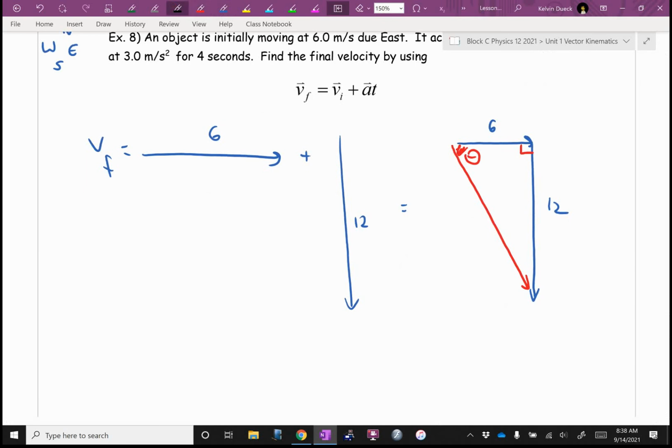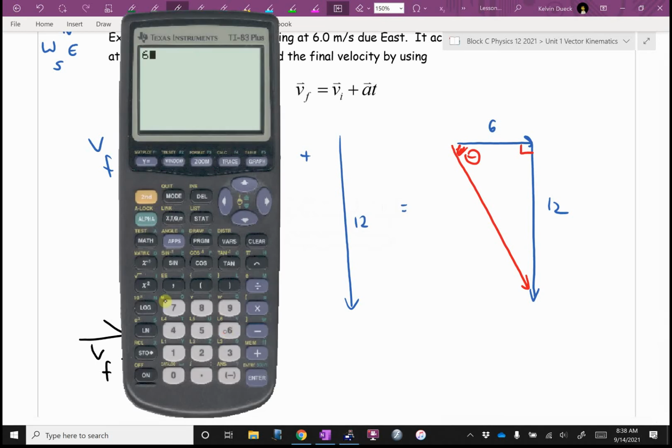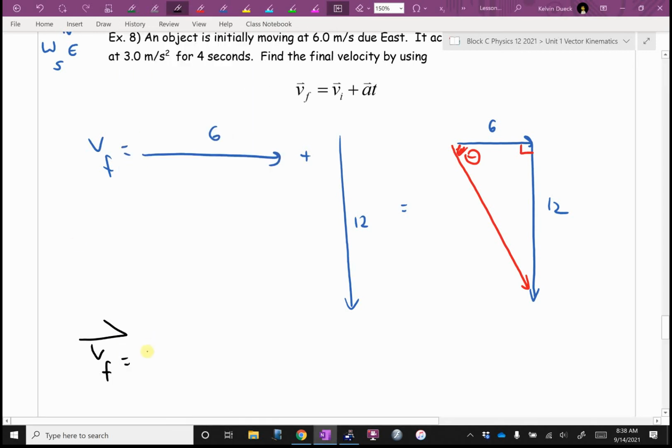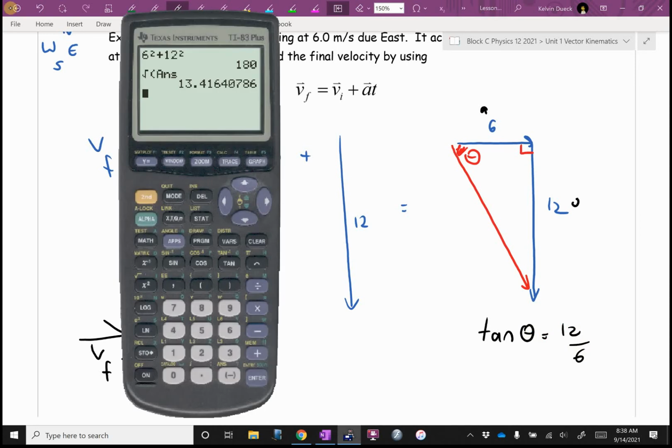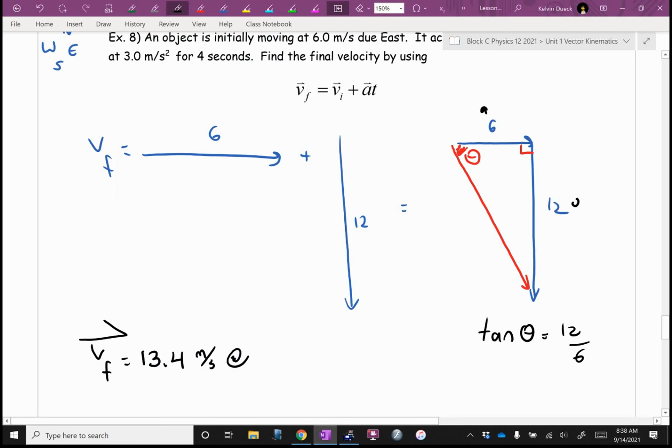How big is V final? I guess V final is going to be 6 squared plus 12 squared, square root. 13.4 at opposite, adjacent, once again it's tangent. So shift tan of 12 divided by 6, and I get 63.4 degrees.